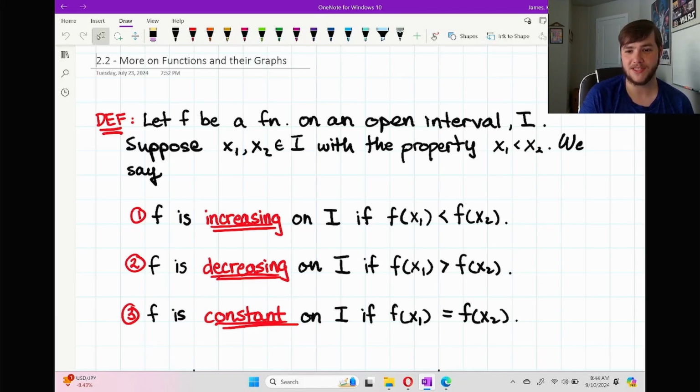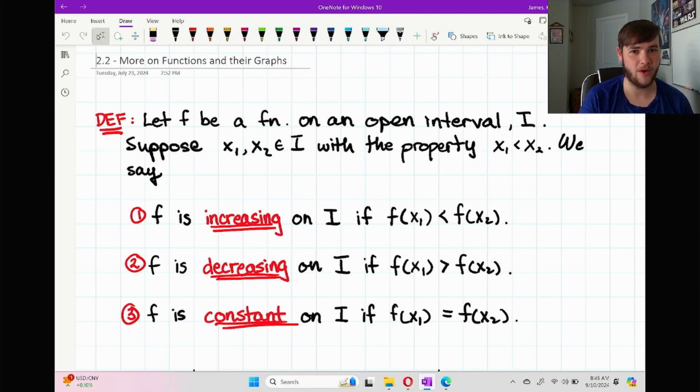At first glance on this screen, you can probably already see our function notation coming up. Let's suppose f is some function on an interval I, and suppose x1 and x2 are two numbers in that interval so that x1 is the smaller one. We say that f is increasing if x2 gives the higher function value. We say it's decreasing if the bigger input gives a smaller function value, and we say it's constant if the bigger input gives the same function value.